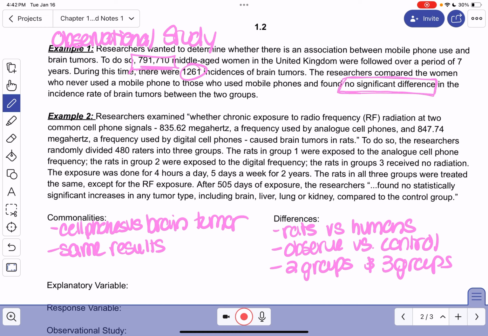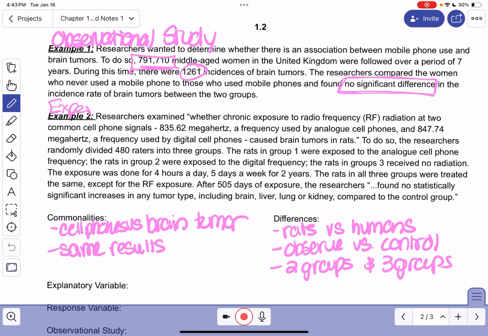The reason they say that is because later on you'll learn there's mathematical percentages or numbers that make it significant, saying that, hey, there's probably a link. This is such a small number that they're saying they're not showing us a link. It's not that different than the other group.